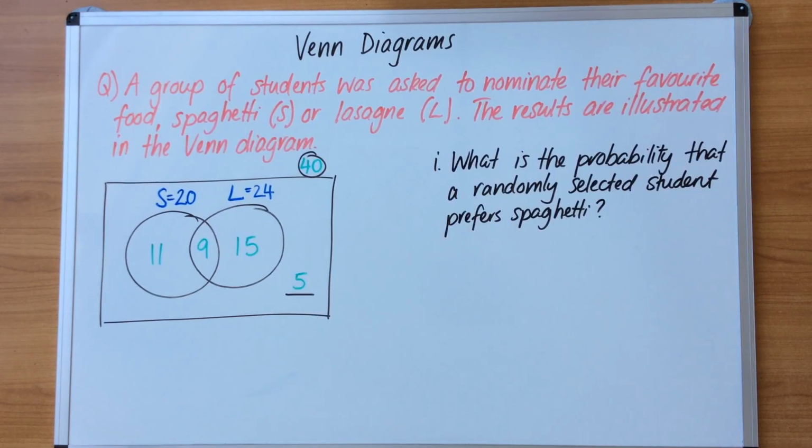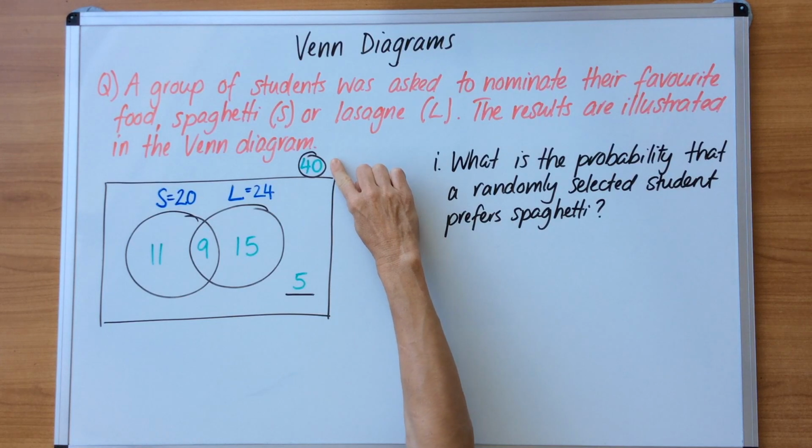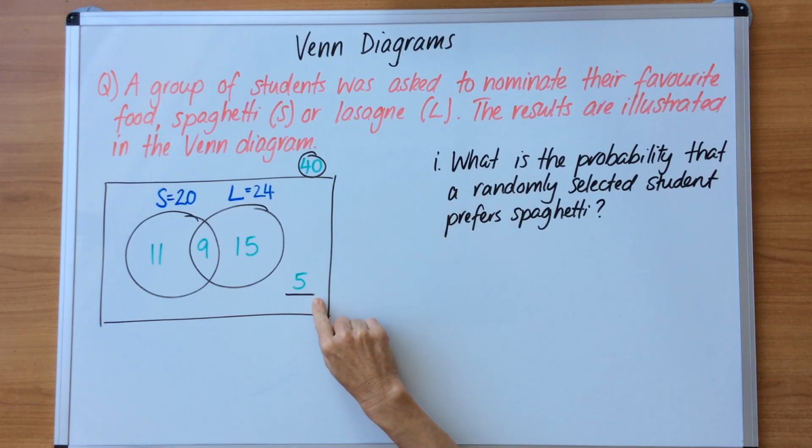Let's now take a look at this question. It says a group of students was asked to nominate their favourite food, spaghetti represented as an S, or lasagna represented as an L. The results are illustrated in the Venn diagram. So let's take a look at this. The whole population is the number of students that was surveyed. We know that 5 did not like lasagna or spaghetti. They sit on the outside. So this is the neither category.